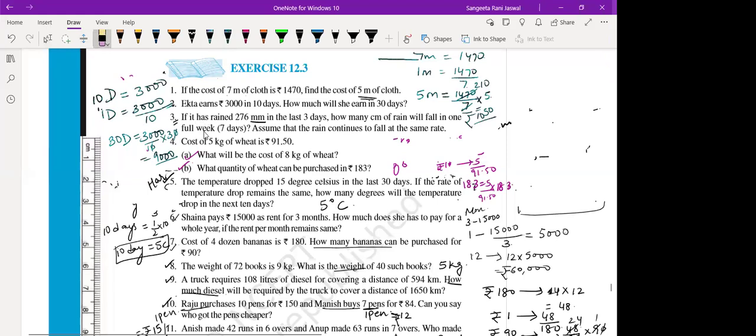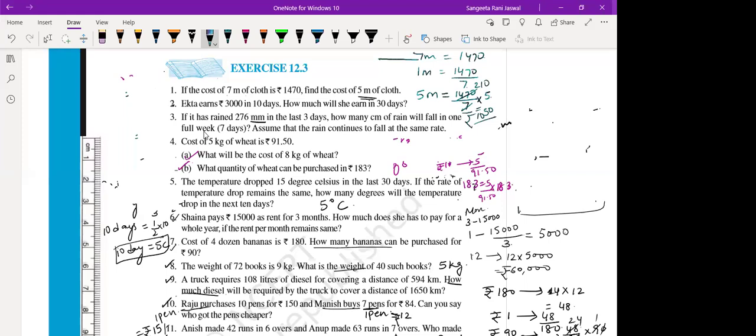Now, Adya, read question number 3. Yes, ma'am. If it has rained 276 millimeters in the last 3 days, how many centimeters of rain will fall in one full week, 7 days? Assume that the rain continues to fall at the same rate.